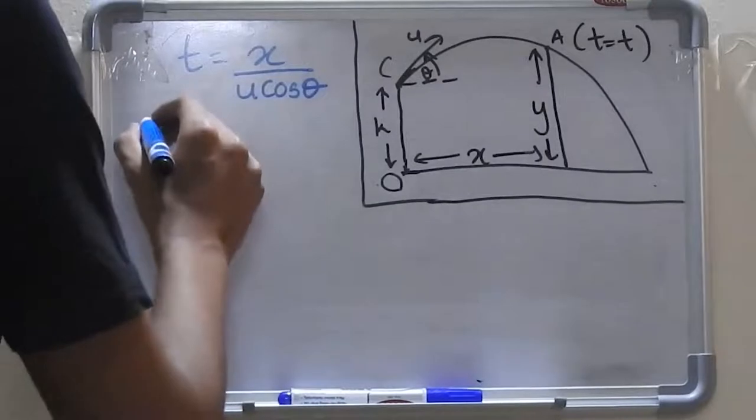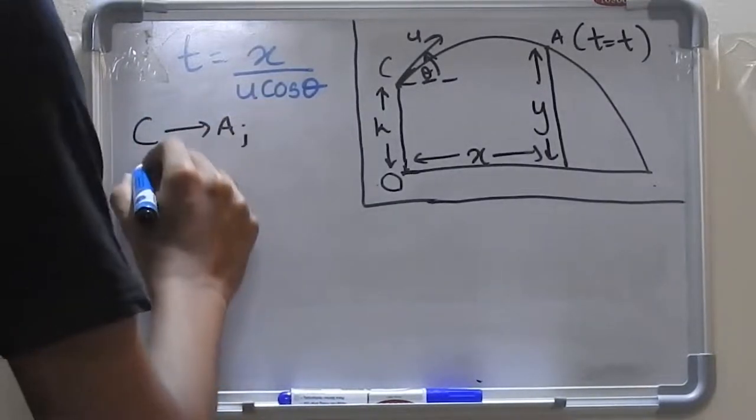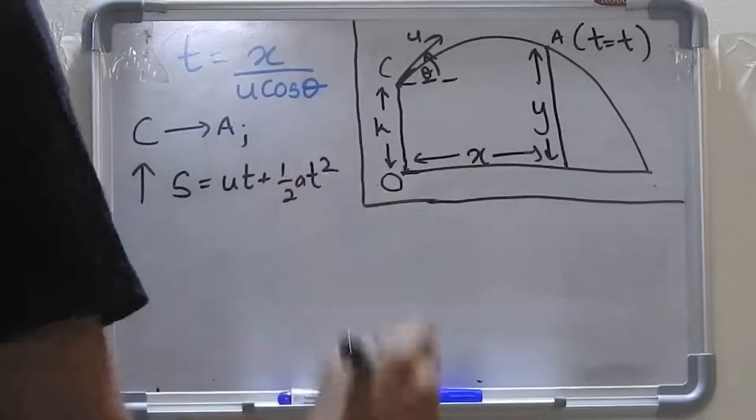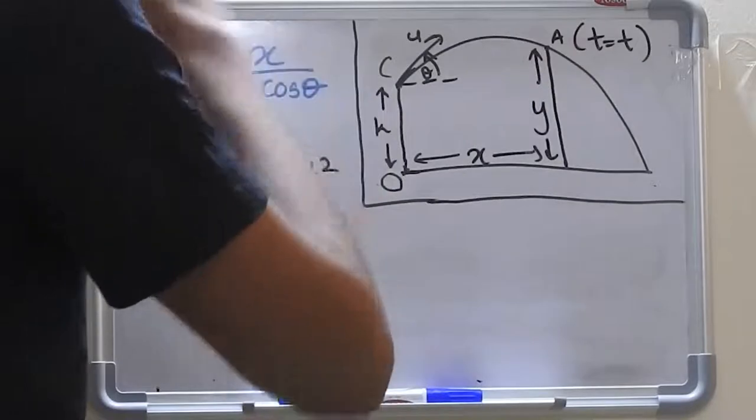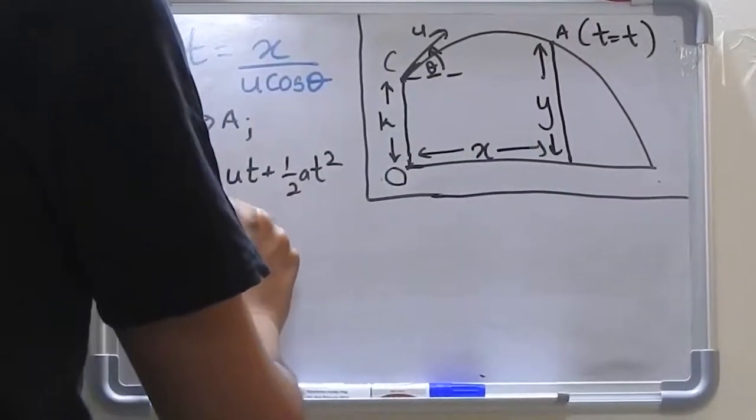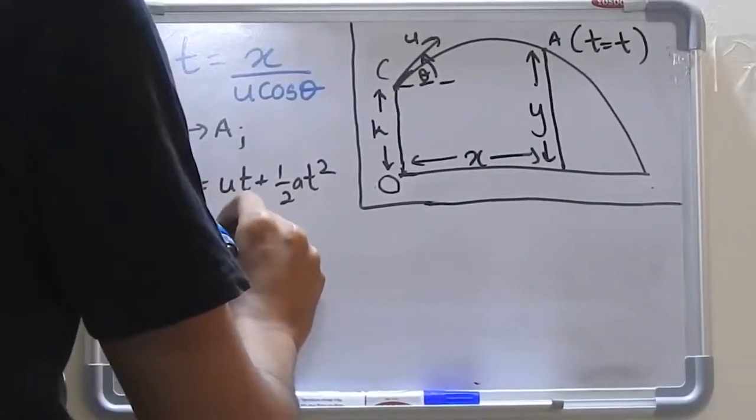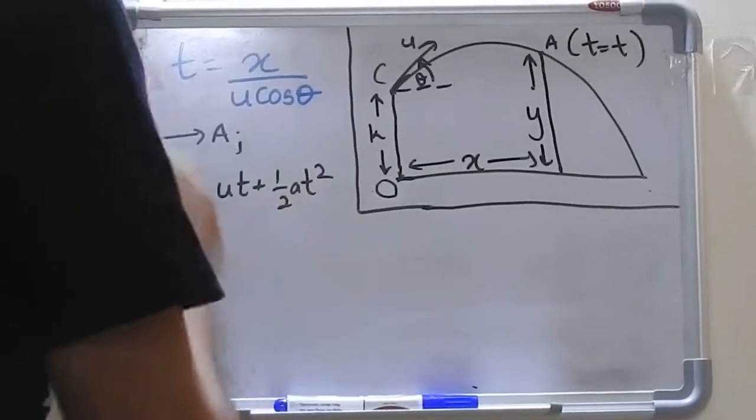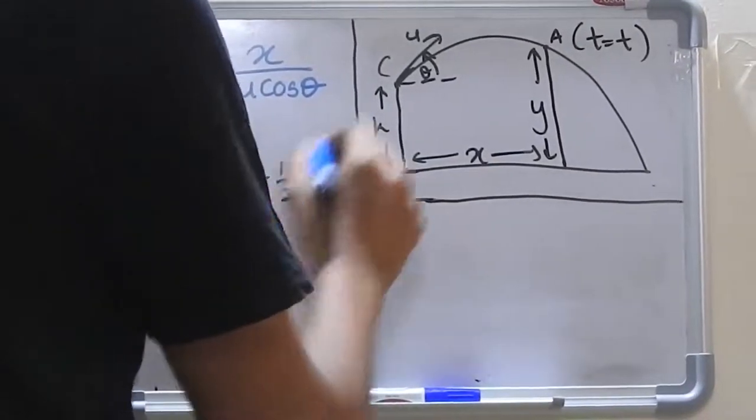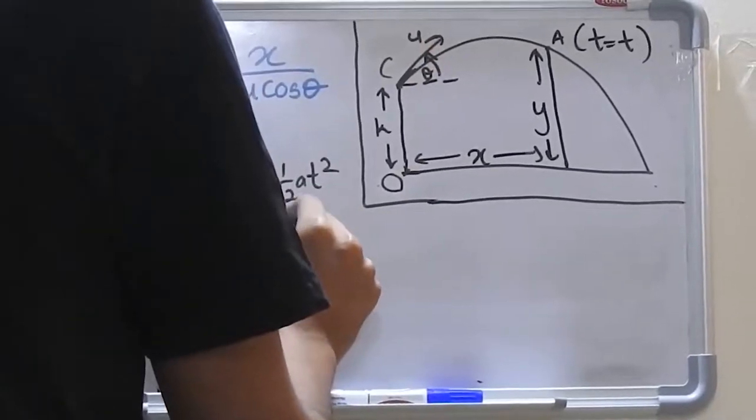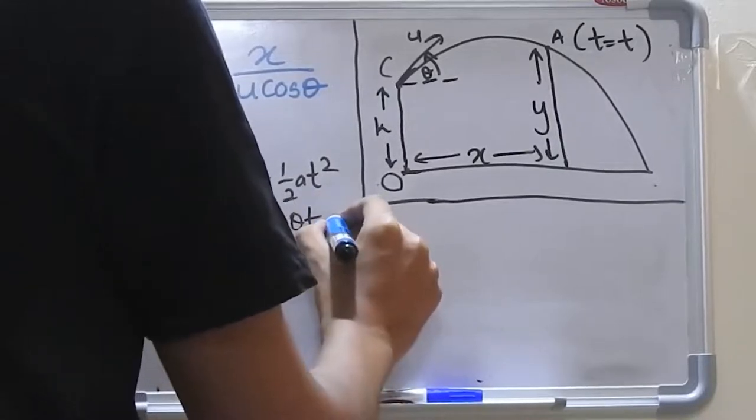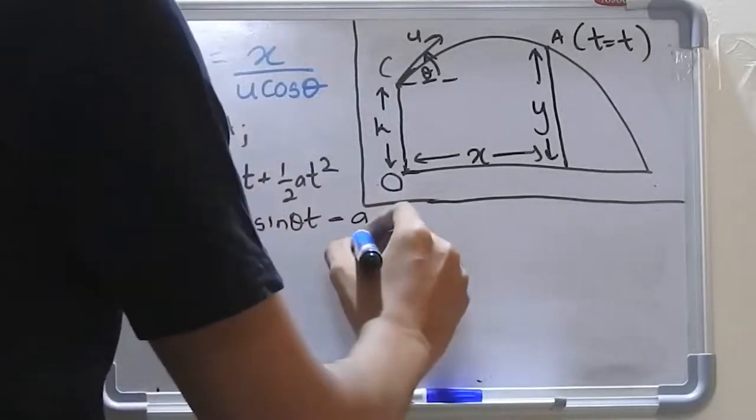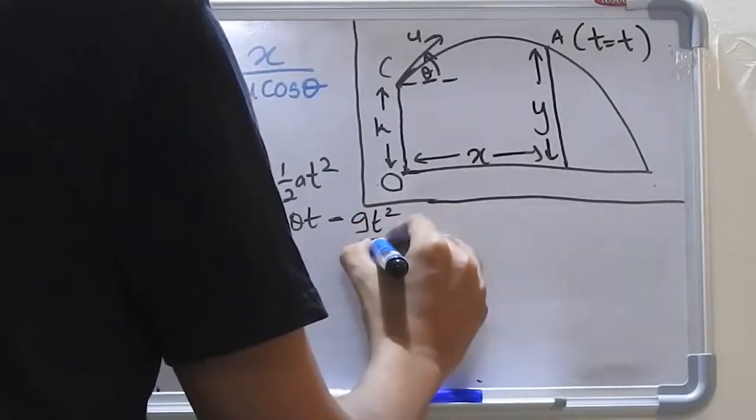So again we apply from C to A, this time to the vertical, upward vertical, s equals ut plus half at squared. So from C to A, the vertical displacement will be y minus k. From the diagram, we can see that y is greater than k. So the vertical displacement will be y minus k. And the initial vertical velocity is u sin theta. The time taken is t. And for acceleration, we are taking the gravitational acceleration. Since it's upwards, we have to take minus. So minus g t squared over 2.